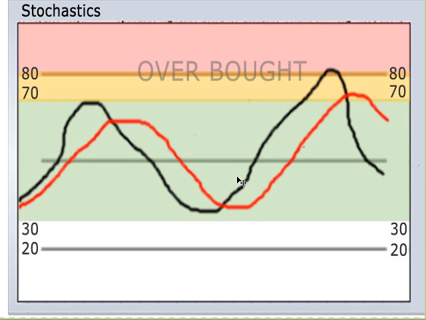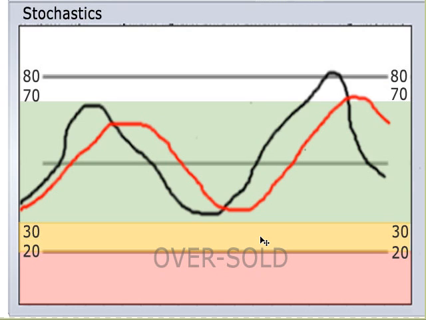And the way we use stochastics, anytime one of the lines is over 70, you're overbought and you don't want to be buying. And anytime one of the lines is under 30, you're oversold and you don't want to be selling.